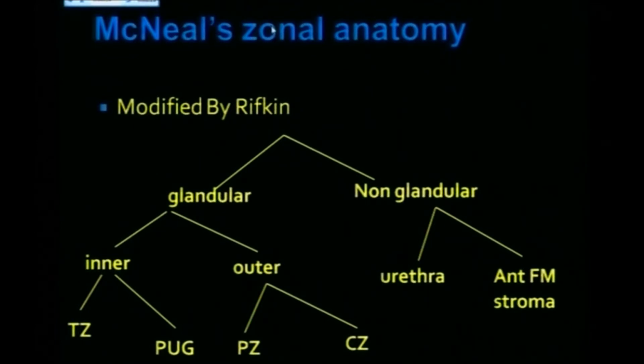The non-glandular portion of the prostate gland is the urethra itself and the anterior fibromuscular stroma. So effectively, when we are looking at imaging in the prostate, we are talking in terms of the inner gland and the outer gland, in which on imaging, the transition zone and central zone may not be able to be separated. You know where they are located. So we'll call it the transitional and central zone, and the peripheral zone.